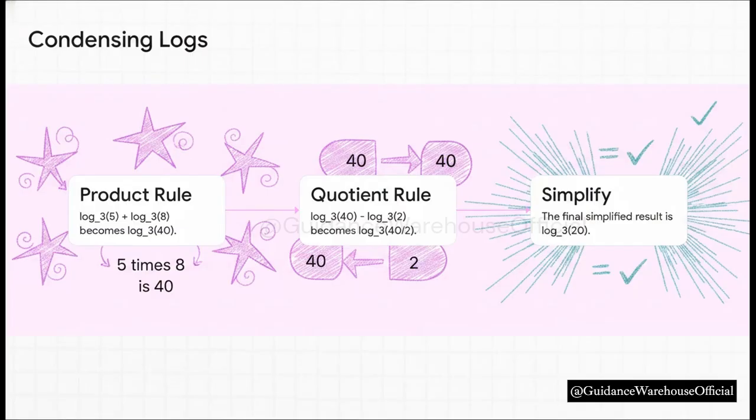Let's test that out and condense this expression. Log base 3 of 5 plus log base 3 of 8 minus log base 3 of 2. Step 1, that plus sign tells us to use the product rule. 5 times 8 is 40, so we combine the first two terms into log base 3 of 40. Step 2, the minus sign dictates the quotient rule, so we divide that 40 by the 2. Step 3, simplify our division to get a single clean answer, log base 3 of 20.